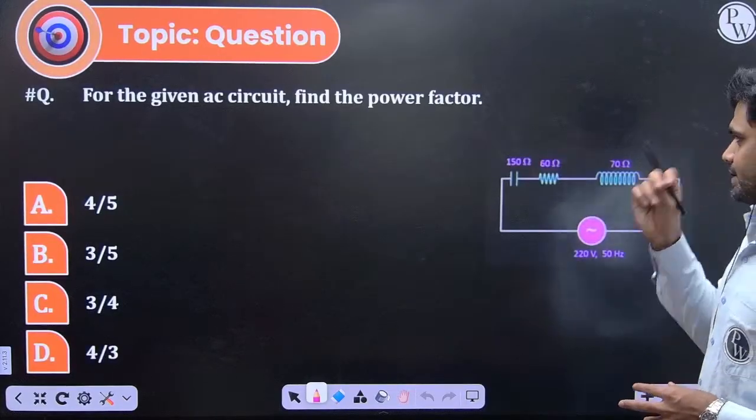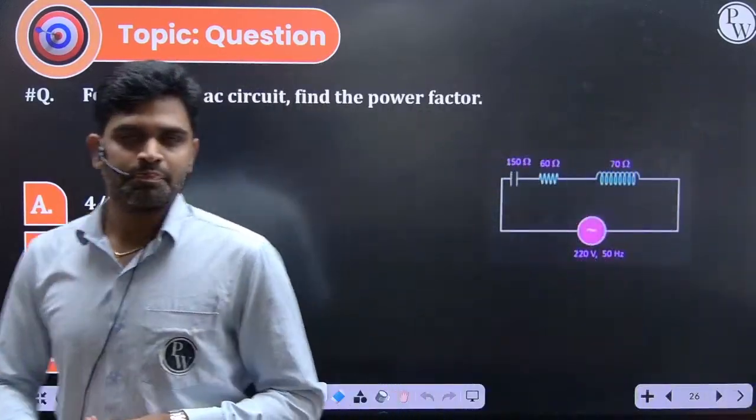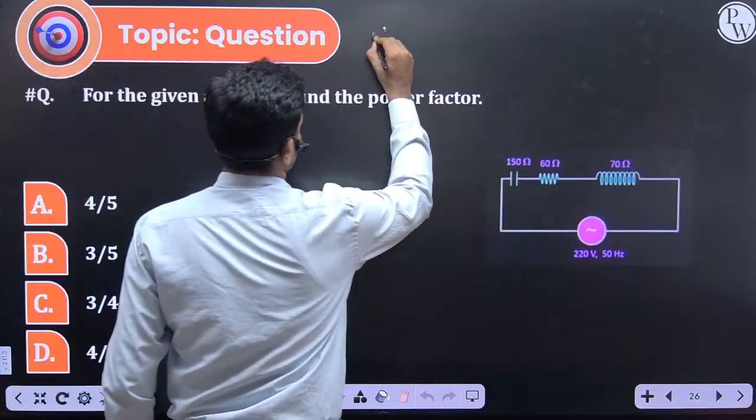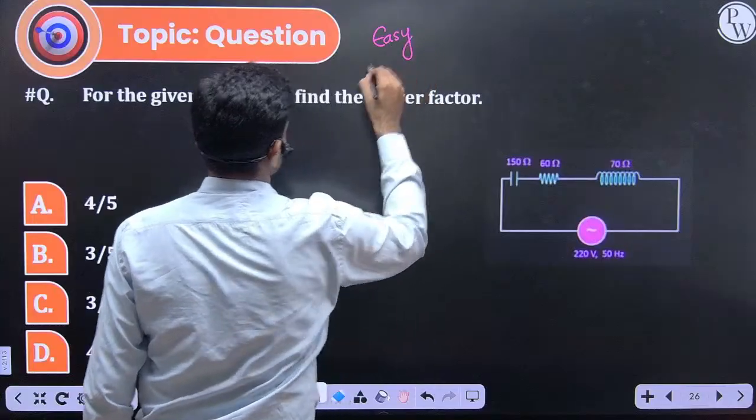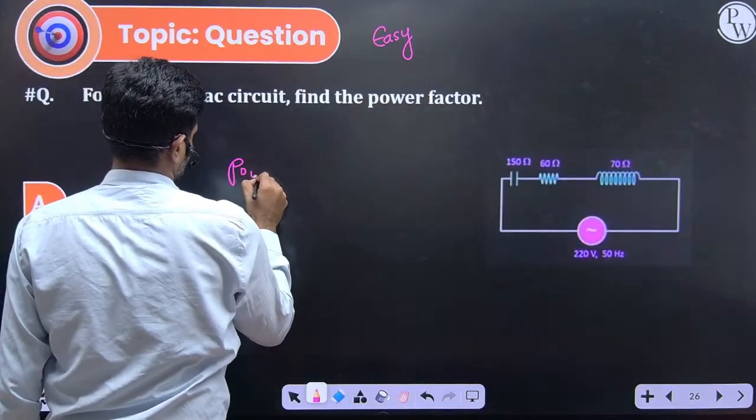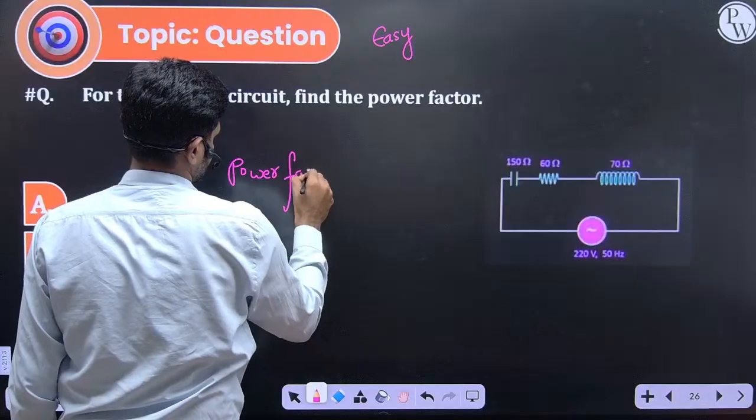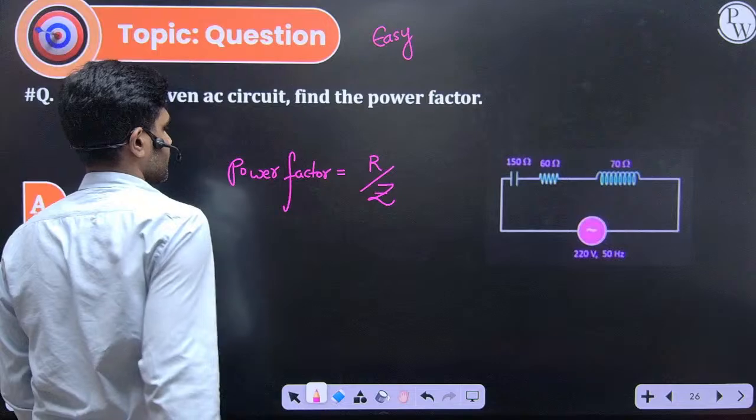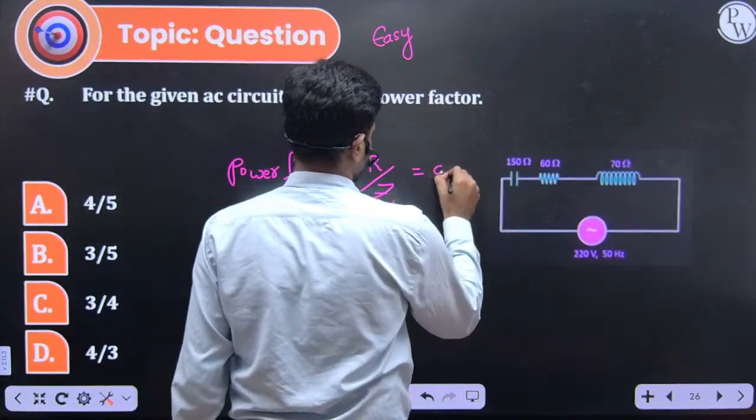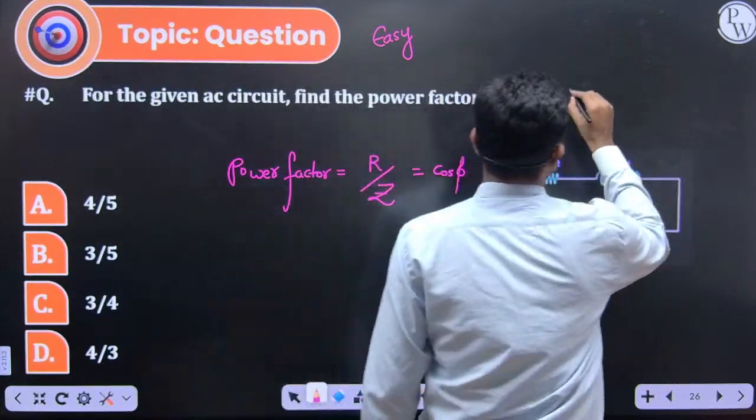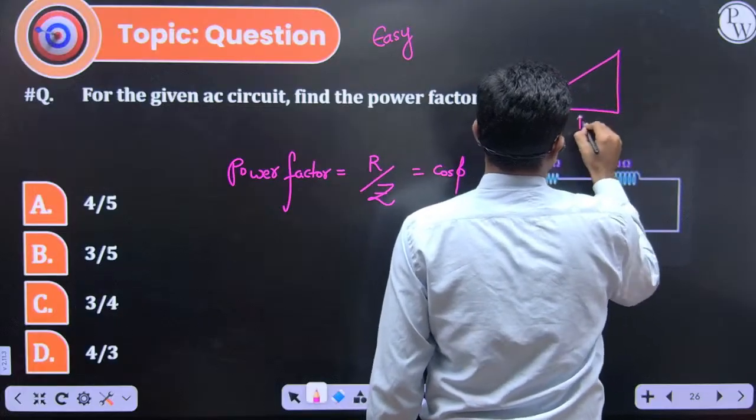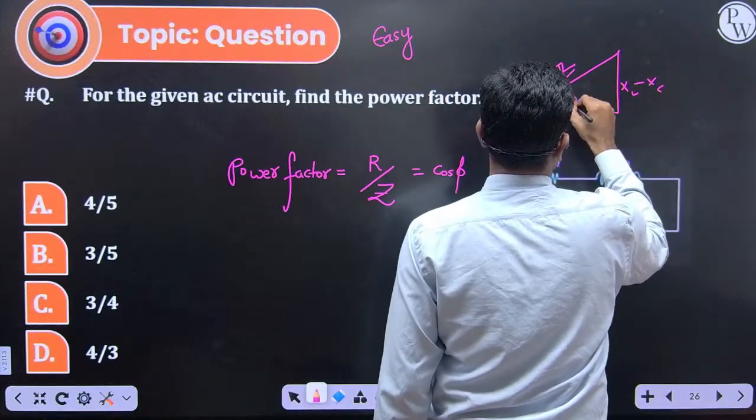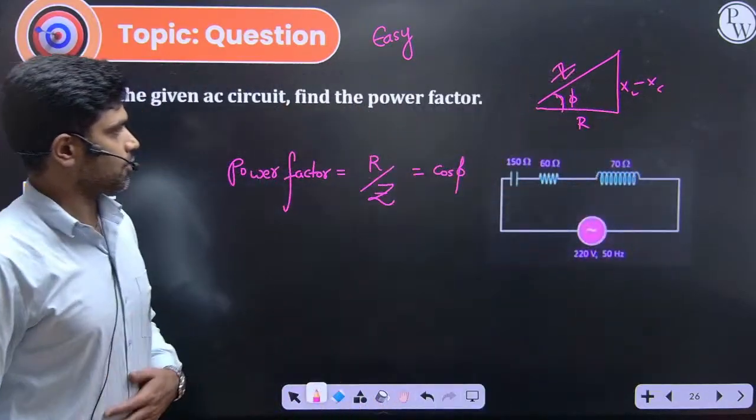For a given AC circuit, they're asking what is the power factor. It's again a simple, easy, formula-based question. What is power factor? Power factor is a direct formula. It is R by Z. It's basically cos phi. In the impedance triangle, with R, Z, and XL minus XC, the cos phi is the power factor.